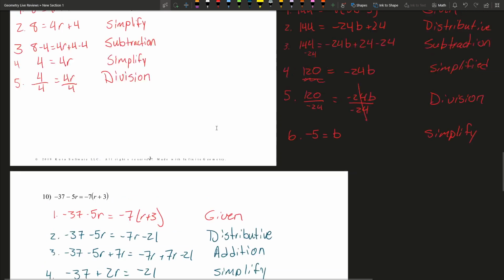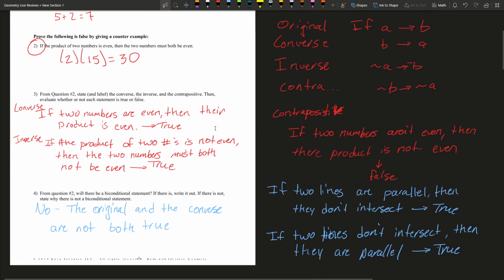Three and four. So 3 and 4 is asking about the converse, inverse, biconditional statement, and contrapositive. If the original statement is if the product of two numbers is even, then the two numbers must both be even, we determined that that's false. The converse of that statement is just switching the hypothesis and the conclusion. So our statement would be if two numbers are even, then their product is even, which is true.